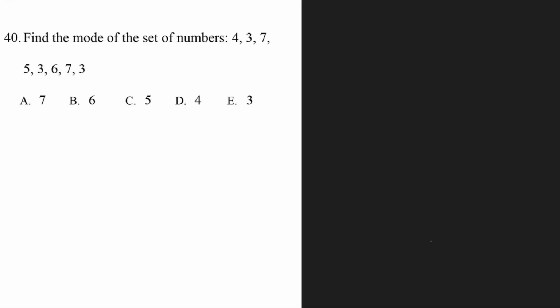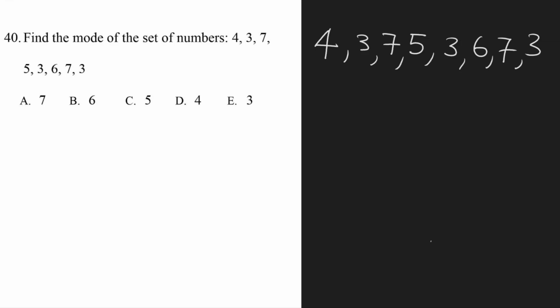All right. Number 40. That's the last question. It says, find the mode of the set of numbers: 4, 3, 7, 5, 3, 6, 7, and 3. So the question is, what is mode? Mode is the number that appeared most or has the highest frequency, right?